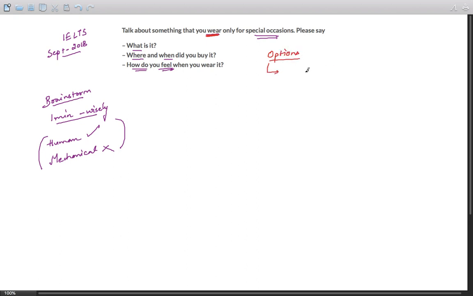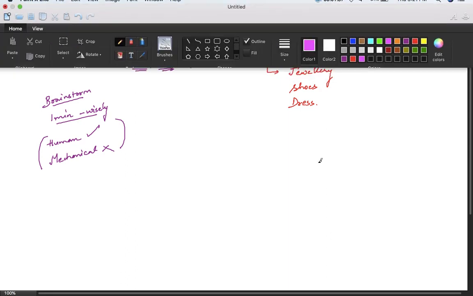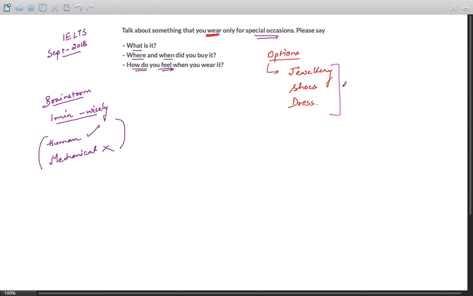Well, you can wear a number of things. You can wear a piece of jewelry. You can wear a pair of shoes. A particular dress. These are things that come at the top of our mind. So usually it's the dress, but you can also talk about shoes or jewelry. And these items broadly fall into two categories. All these items, they can be either traditional or they can be modern.